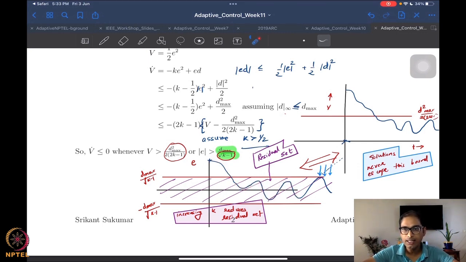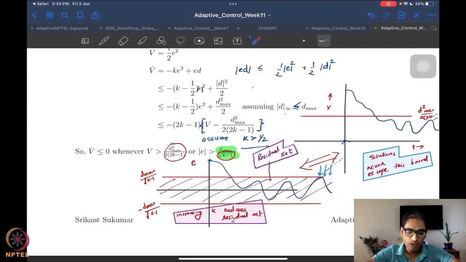Now, the important thing to remember is that the solutions cannot escape this bound, because if you get to the boundary, immediately outside this boundary, you are supposed to move inside. Therefore, you cannot escape this boundary. Like I mentioned last time, this can be analytically proven. So it will always remain inside this.